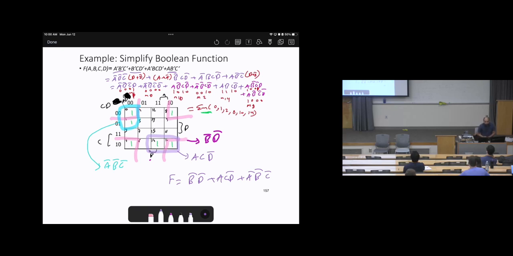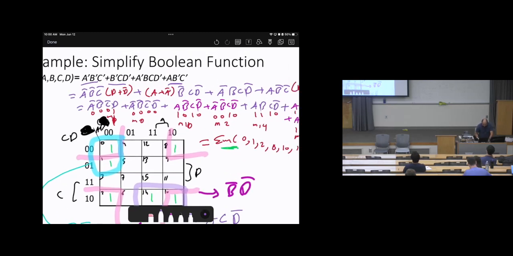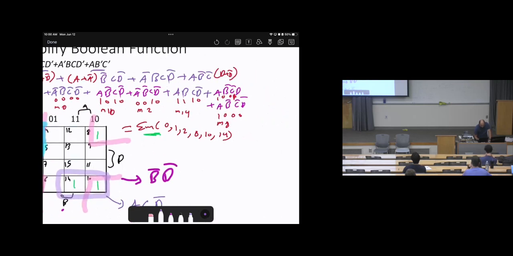Excuse me, which one? What happened to M9? For the A, B bar, C bar, D. It's to the very right. Yes, so A, B bar, C bar, D bar. The one above it. A, B bar, C bar, D. Isn't that M9? I think so.